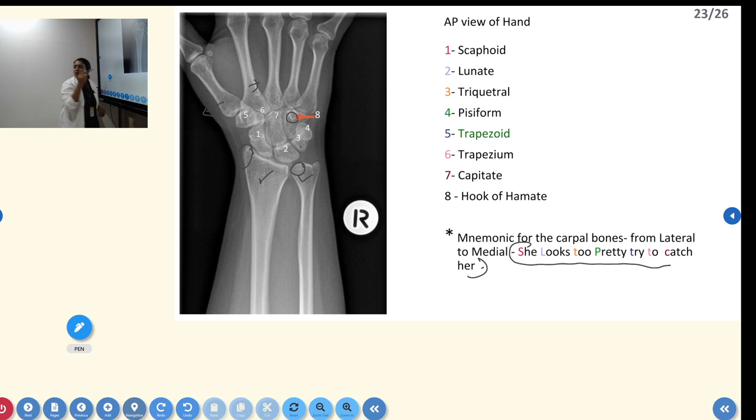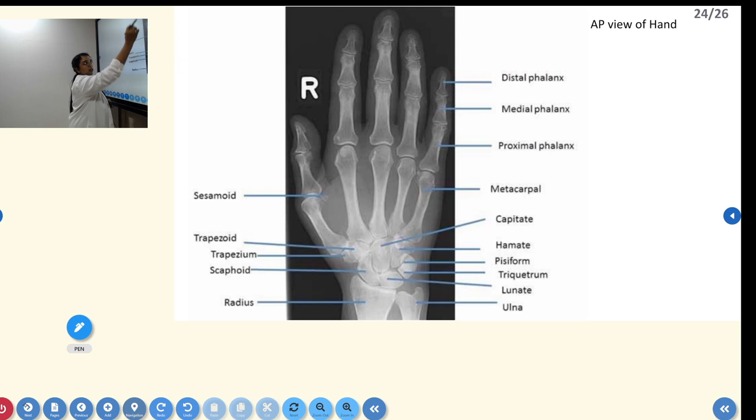Now moving on to the next view. Here there is a complete view of the AP view of the hand. Here we have the metacarpals. Now these are the phalanges. As you can see here, in the thumb there are only 2 phalanges, while all the other fingers have 3 phalanges.